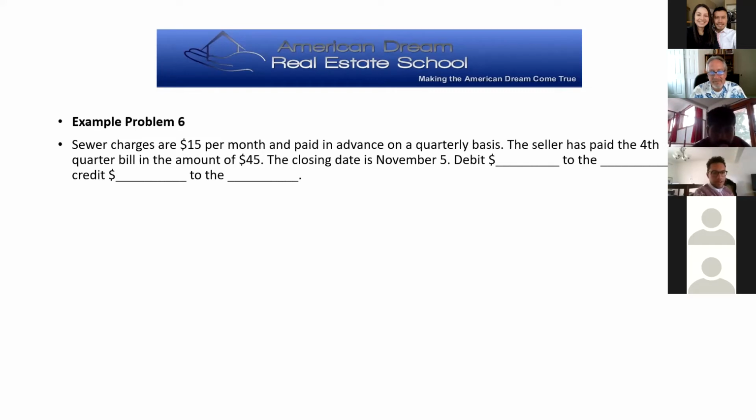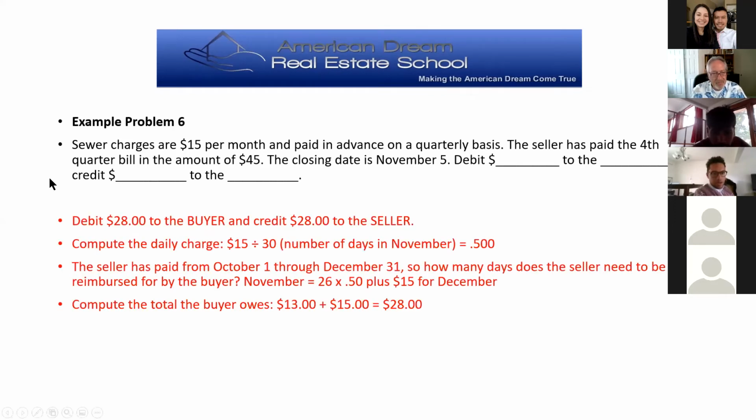Sewer charge at $15 per month in advance. The seller has paid the fourth quarter bill in the amount of $45. Closing date is the 5th. Okay, this is a little tricky. Let me show you how this one's done. So we got to compute a daily charge. Where do you get the daily charge from? From the $15 per month. So you compute the daily charge. That's divided by the number of days in November. It's 0.5.